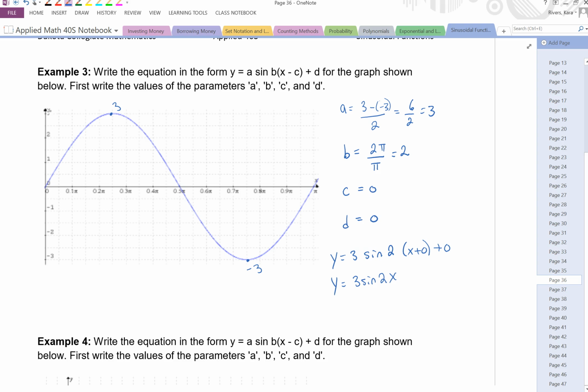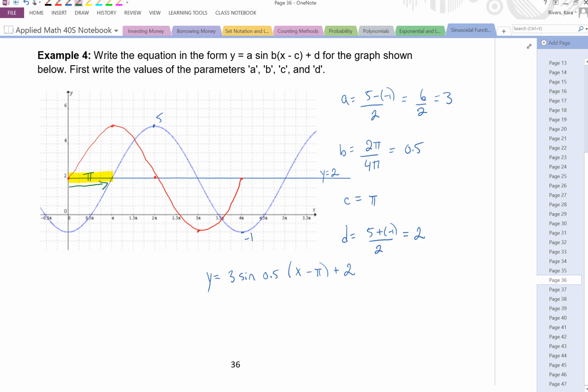Let's take a look at example 4. So here for example 4, a is 3, b is equal to 0.5, because our period, we can see, is 4 pi, and you can measure at any point, but if you're measuring from pi to 5 pi, the difference there would be 4 pi. For the c value, I drew in my parent function, my sine function there, and you can see there's a shift to the right of pi radians, so that would be minus pi in our equation, and our d value is up at 2.